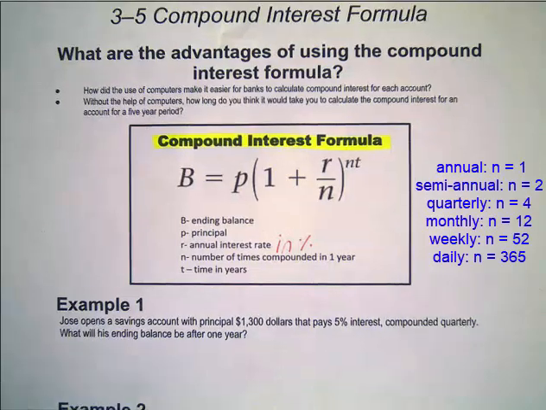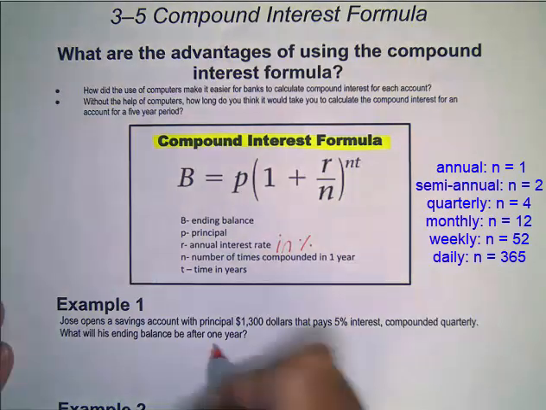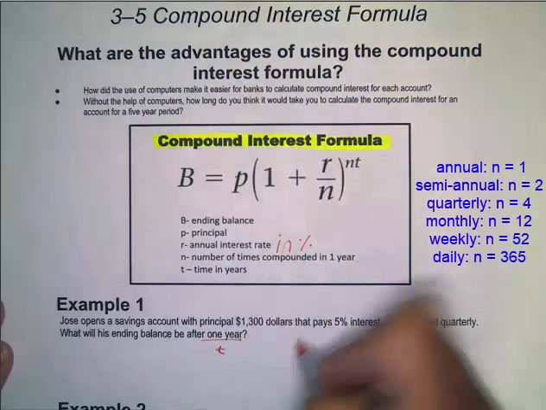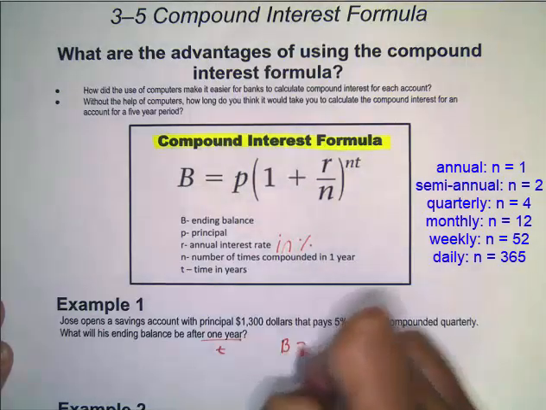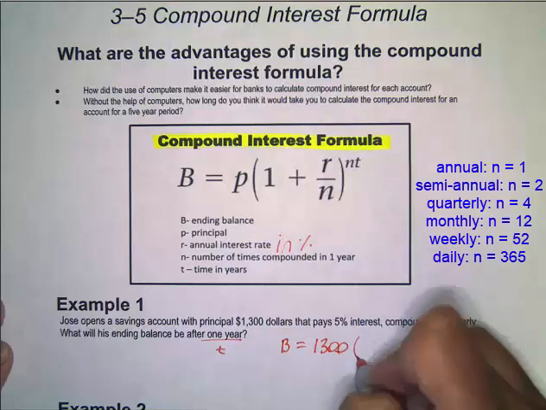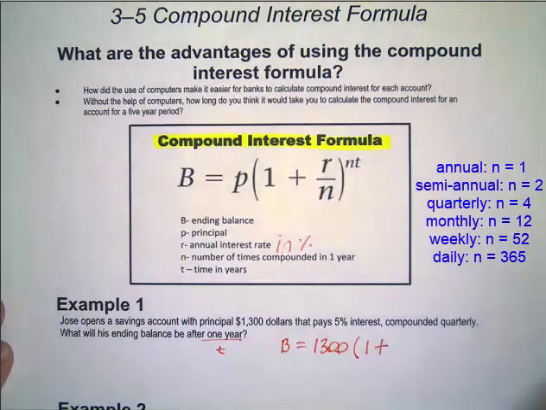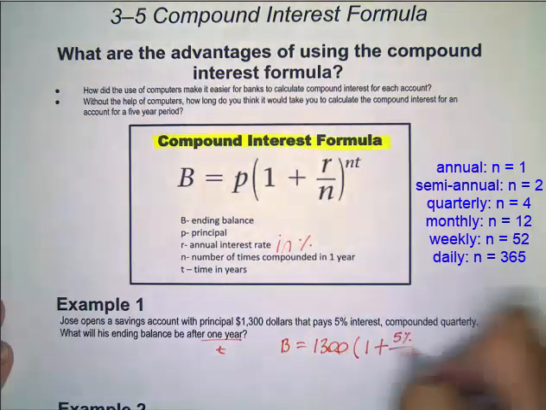So Jose opens a savings account with a principal of $1,300 that pays 5% interest compounded quarterly. What will his ending balance be? Now notice, this one gives us a balance, not the amount of interest we're going to make, so we don't have to do an extra step. So what's our balance after 1 year? So this is our time. So B equals 1,300 times 1 plus our rate of 5% compounded quarterly.